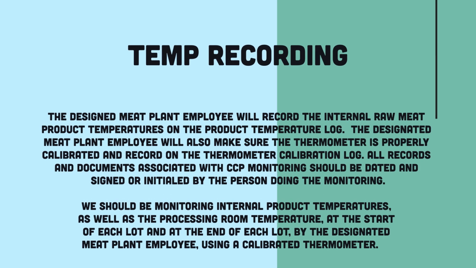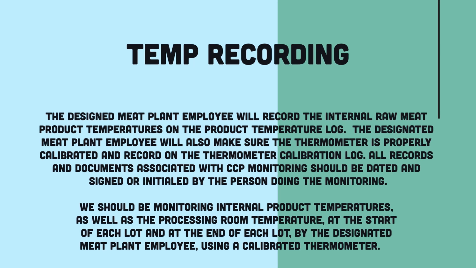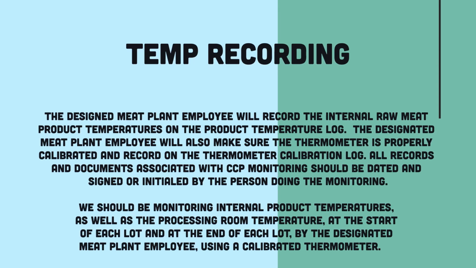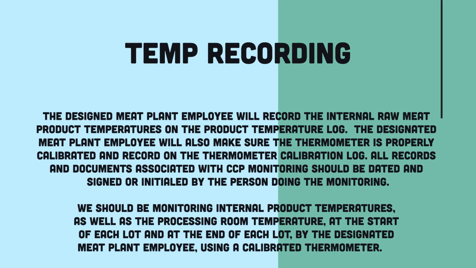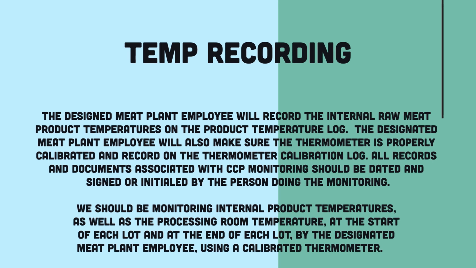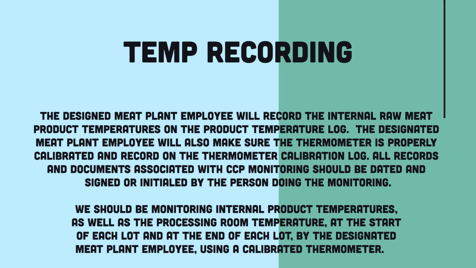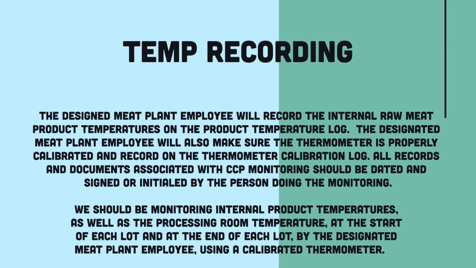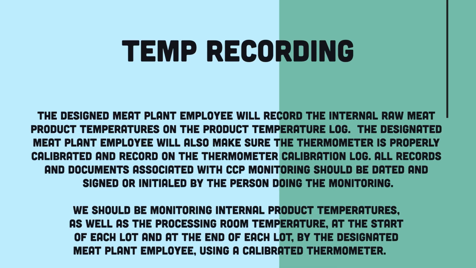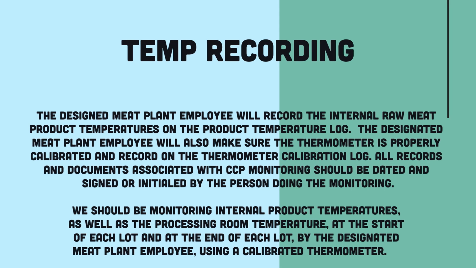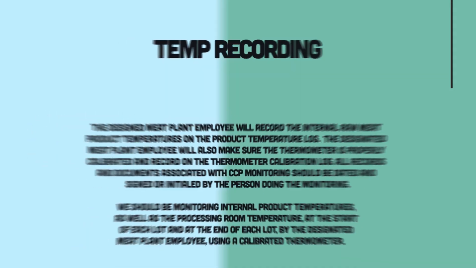The designated meat plant employee will record the internal raw meat product temperature on the product temperature log. The designated meat plant employee will also make sure the thermometer is properly calibrated and record on the thermometer calibration log. All records and documents associated with CCP monitoring should be dated and signed or initialed by the person doing the monitoring. We should be monitoring internal product temperatures as well as the processing room temperature at the start of each lot and at the end of each lot by the designated meat plant employee using a calibrated thermometer.